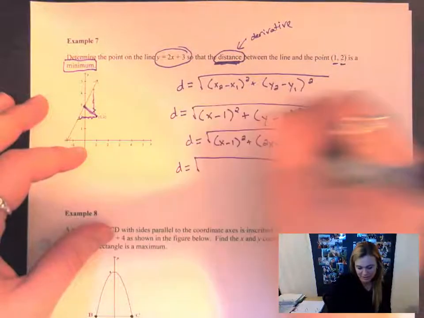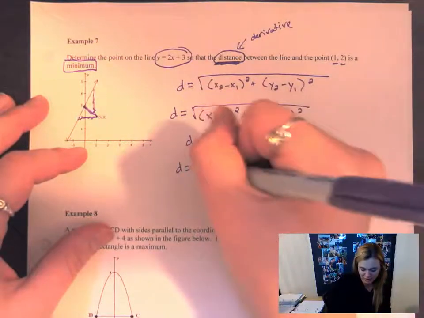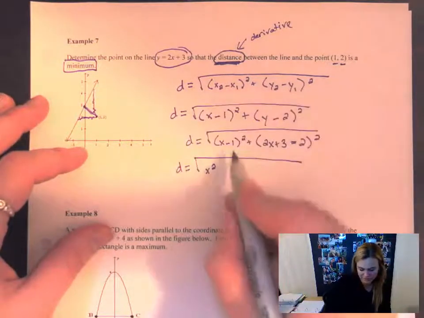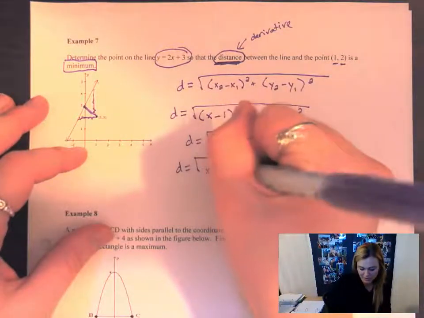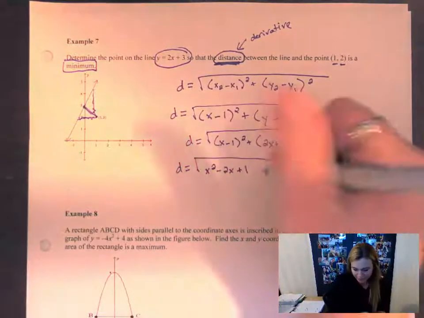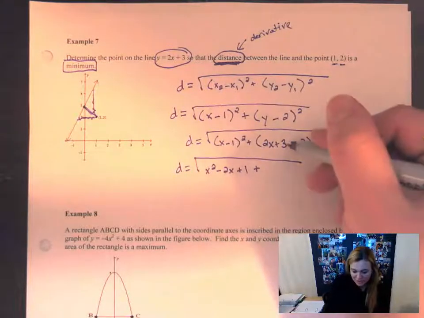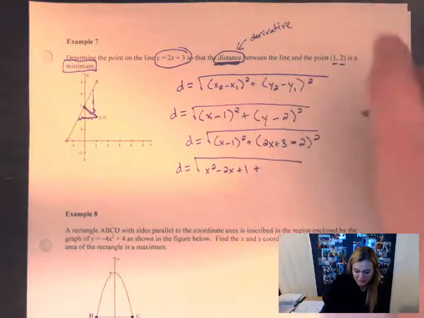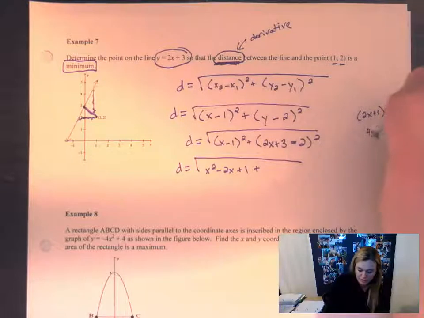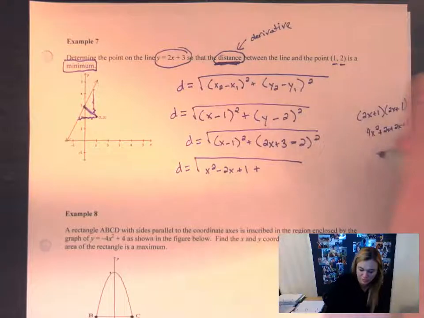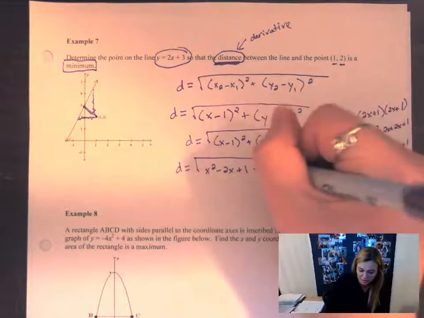So I'm going to say this is x minus 1 squared. I can actually expand this, so this would be x squared minus 1x minus 1x, that's minus 2x plus 1, plus, over here, I've got 2x plus 3 minus 2. So this is the same thing as 2x plus 1, 2x plus 1. This would be 4x squared plus 2x plus 2x plus 1. 4x squared plus 4x plus 1. That's what I can put here.